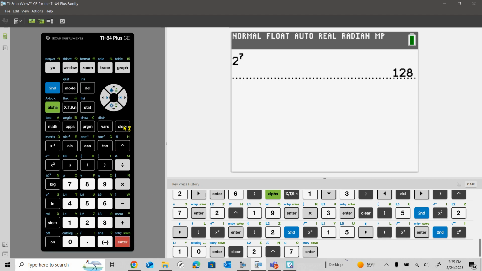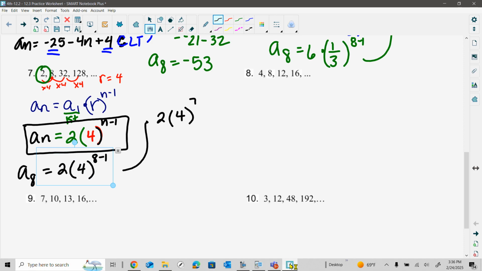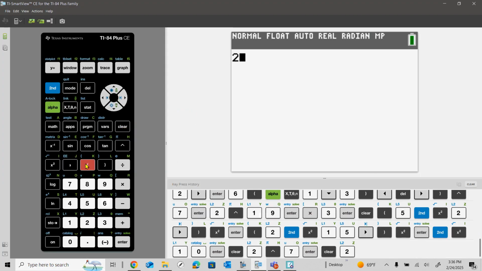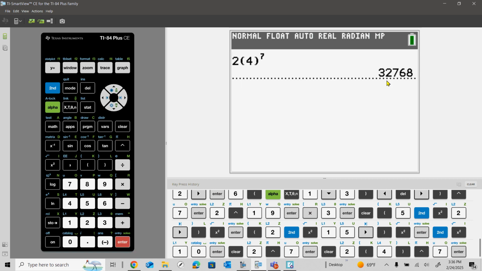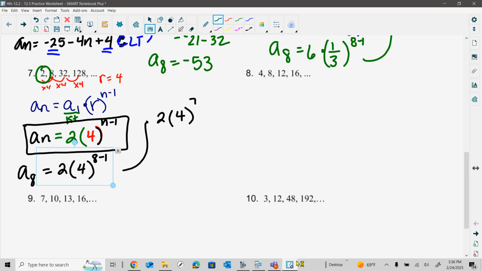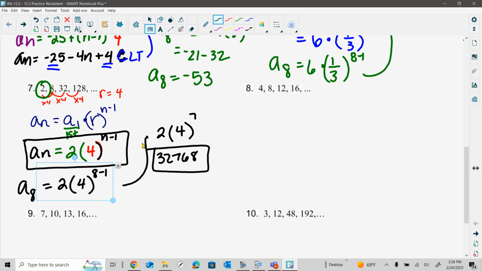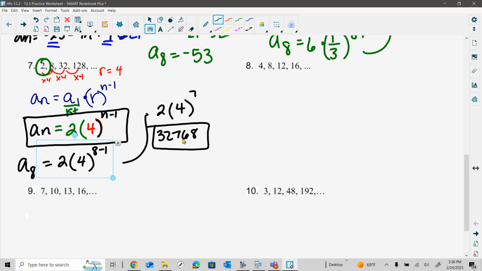Oh, sorry. No, it wasn't 2 to the 7th power. I think it was 4. Yeah, 4. Sorry. 2 parentheses, close parentheses. I'm going to raise that to the 7th power. And we get 32,768. Okay. So find the sequence first and then plug the parts into the formula to use that to find the 8th term.